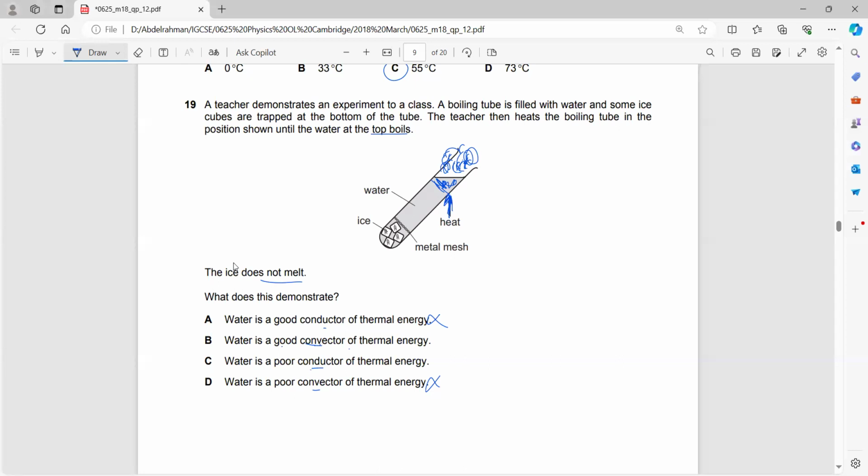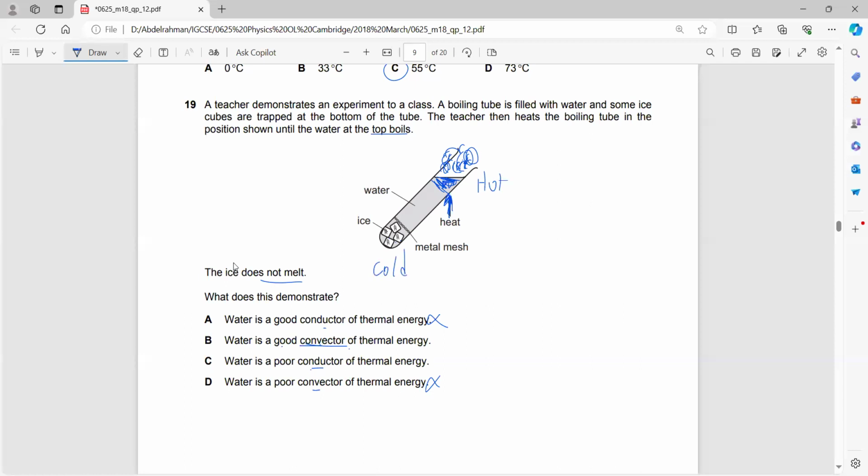Why does the ice remain solid? Why does the ice not melt? Why is only the top surface boiling, but the ice is unaffected? Is it due to convection? Actually, not. Why? Because this part is hot and this part is cold.